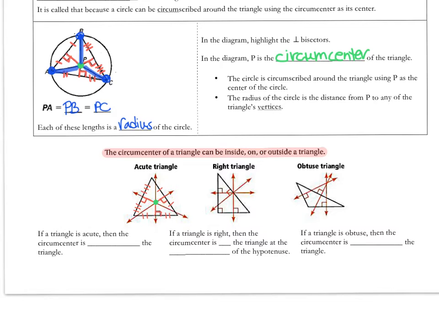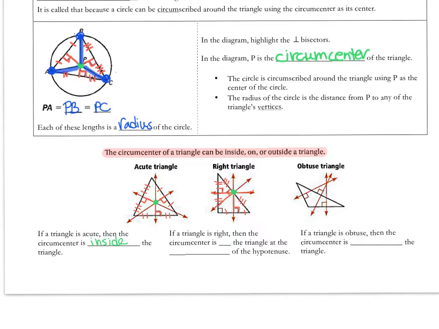Now, notice that if the triangle is acute, then that circumcenter will be inside of the triangle. And if the triangle is a right triangle, then the circumcenter is on the triangle. So here's the perpendicular bisector, making a right angle, so these are congruent. And this perpendicular bisector, those are congruent. And this perpendicular bisector, these are congruent. So again, our point of concurrency is right there.